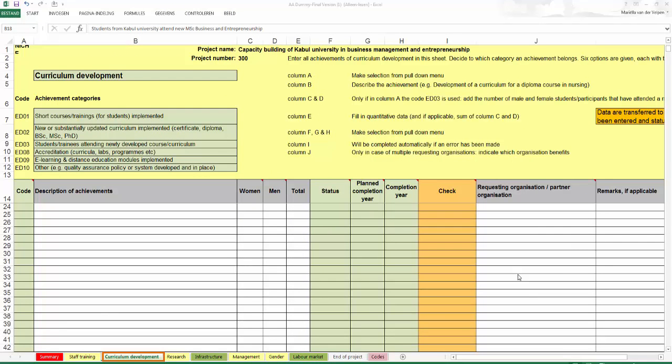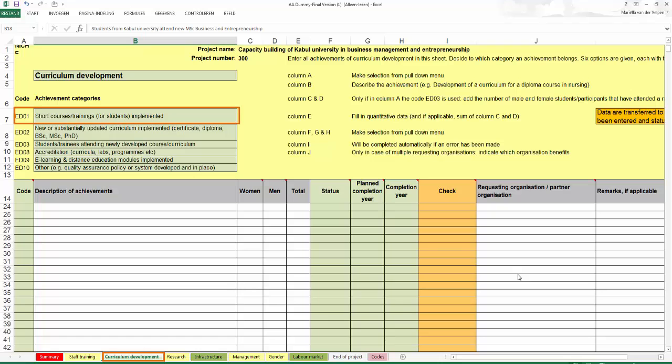The curriculum development sheet was previously called education. It is about training courses or programs improved or developed by the project. This is training targeting the students, not the staff. But Hélène, what do you mean by improved? I mean substantially improved. Use your common sense.